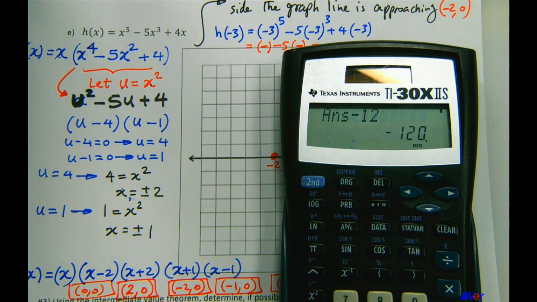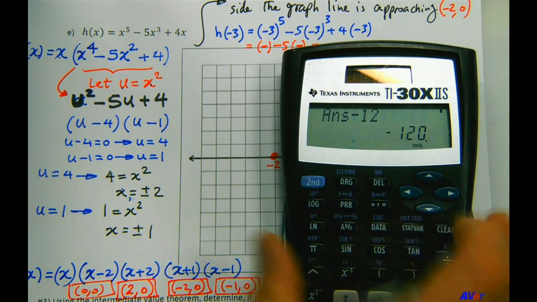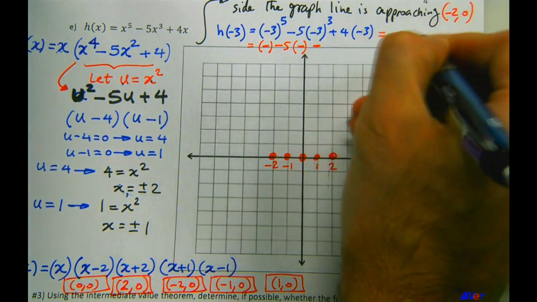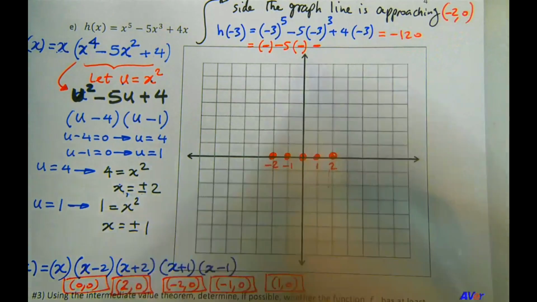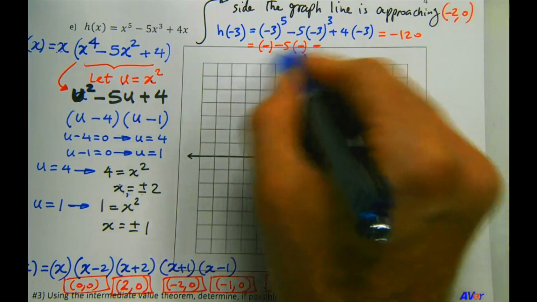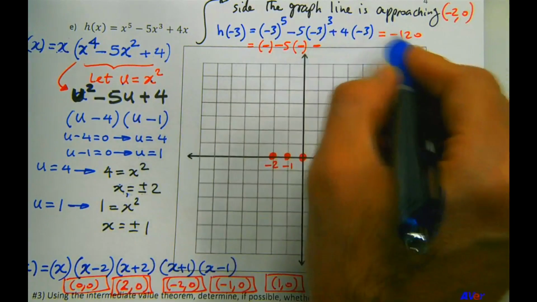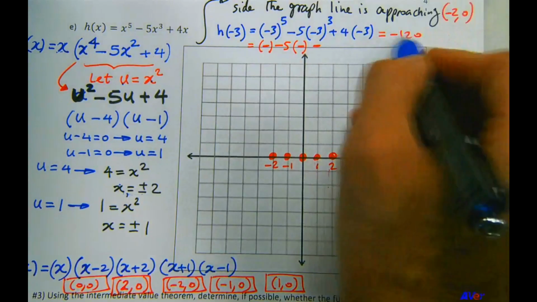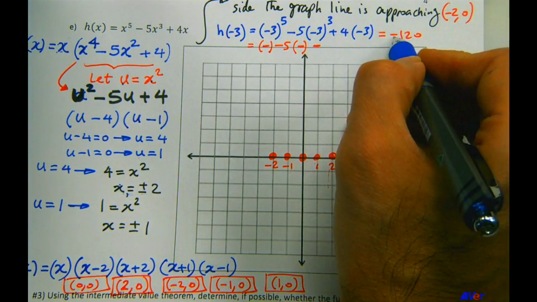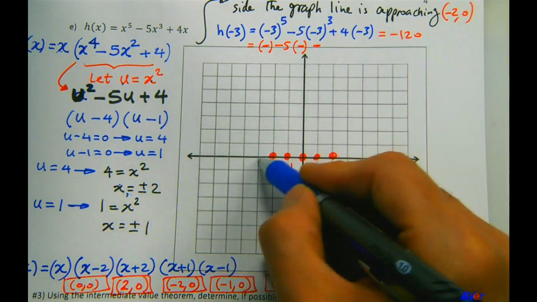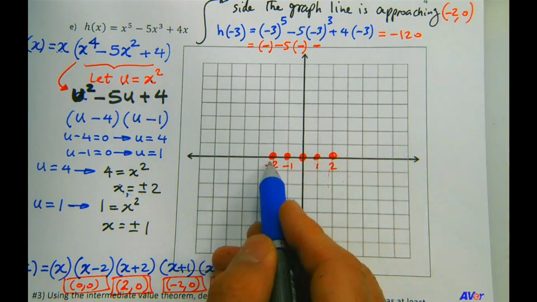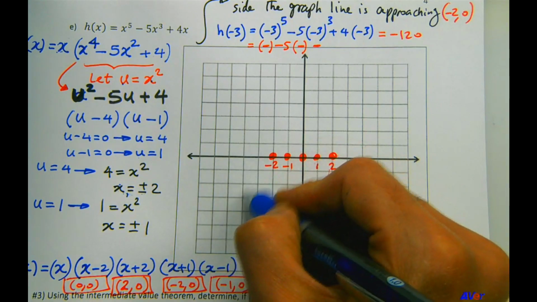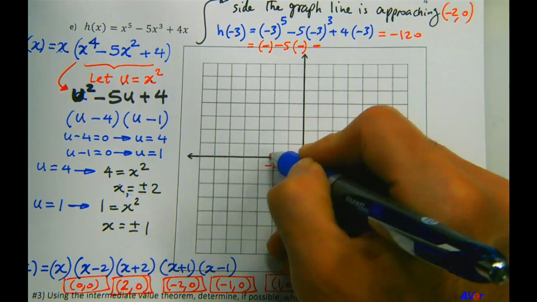So we get a negative number, right? So negative 120. That result, this whole thing, is equal to negative 120. What we care about is that it's a negative number. That means I picked a number, negative 3, on this side of negative 2 comma 0, and the function value is negative. So the line must come from below.